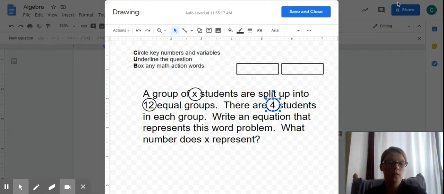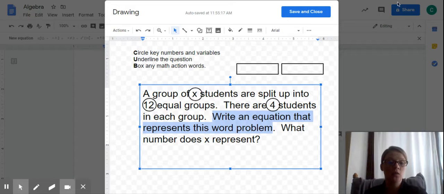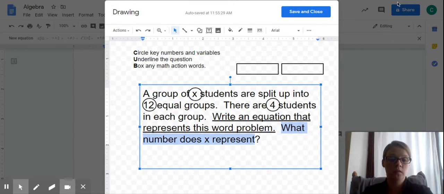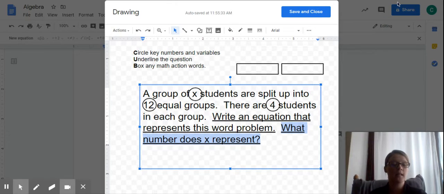So the next thing we're going to do is we're going to underline what it's asking us to do. Again, there are 2 steps. So I want to underline both of those, so I remember to do both. And then we're going to box any math action words.